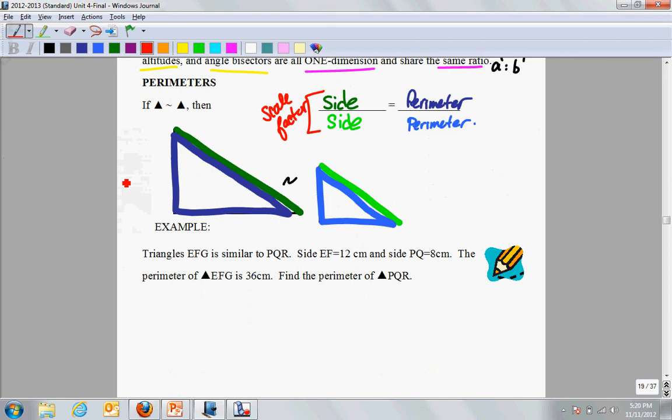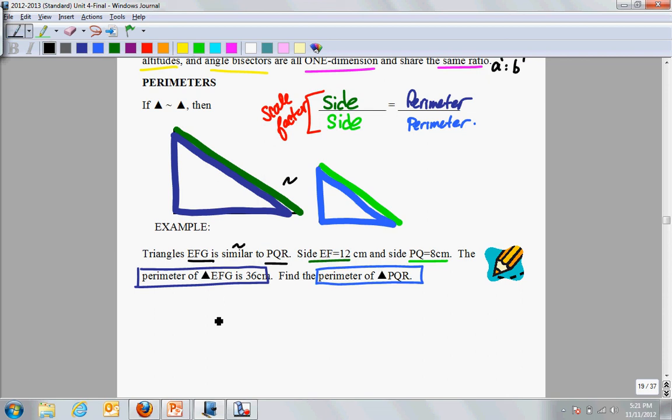Let's do an example together here. It says triangles EFG and PQR are similar. Side EF is 12 centimeters. Side PQ is 8 centimeters. The perimeter of EFG is 36. We want to find the perimeter of PQR.